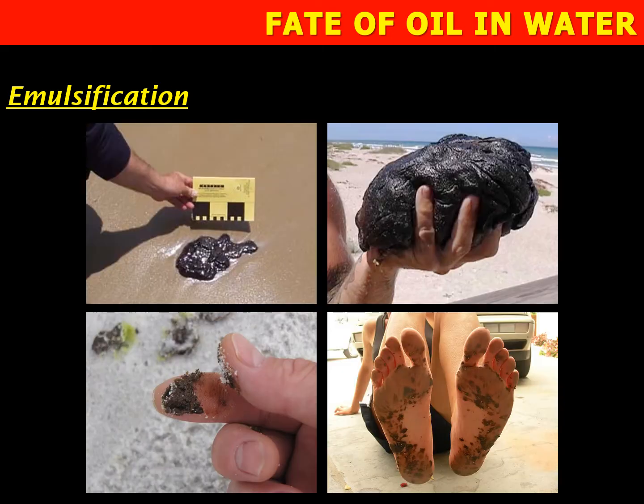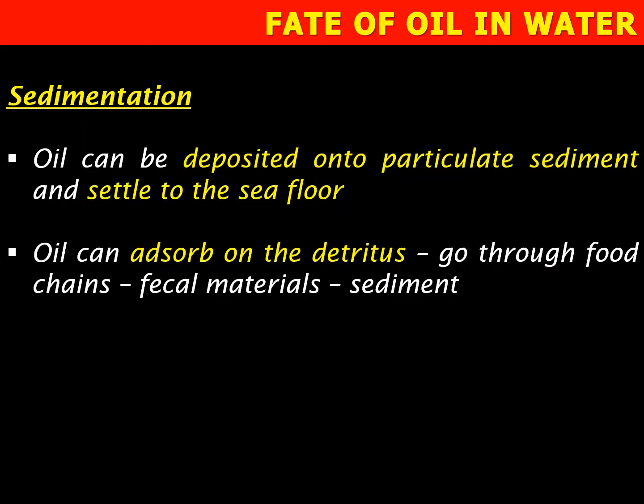These figures show the tar balls that can normally be found in a beach area. They may come in different sizes and shapes. The next one is sedimentation. Oil can be deposited onto particulate sediment and settle to the sea floor. Oil can also adsorb on the detritus and go through food chains.